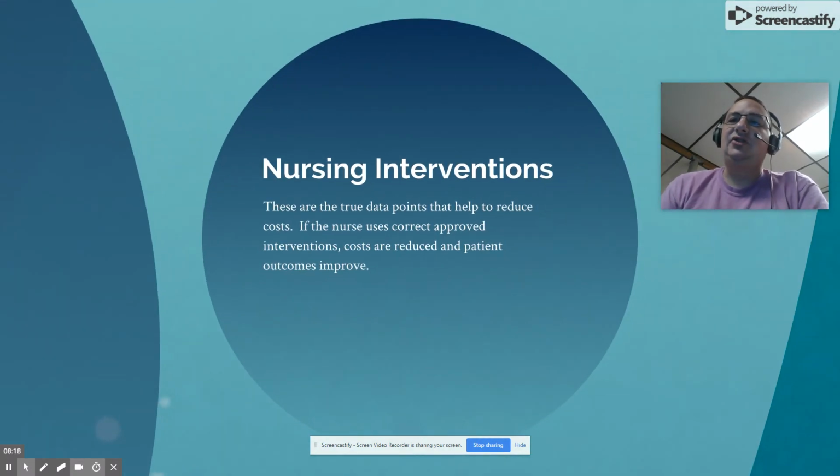And our nursing interventions, these are the data points where we're really trying to reduce costs. So if we're able to implement infection control or infection prevention appropriately or aspiration precautions appropriately, it's going to lead to reduced complications for the patient and thus reducing our overall costs for care delivery and improving our revenues, bottom line.